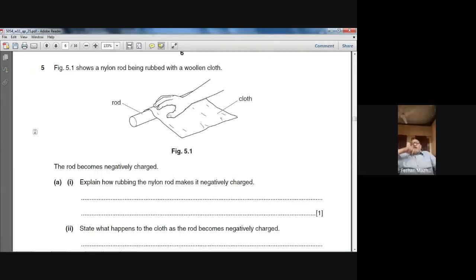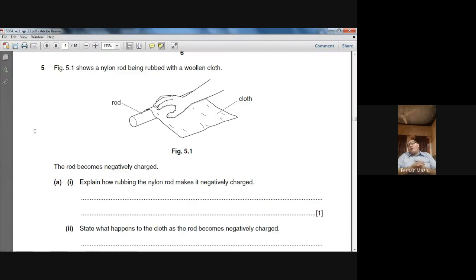Figure 5.1 shows a nylon rod being rubbed with a woolen cloth. The rod becomes negatively charged. You see, you rub them with each other and the rod became negative. Explain how rubbing the nylon rod makes it negatively charged.